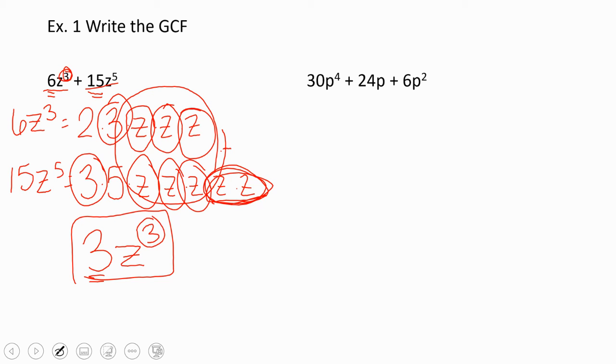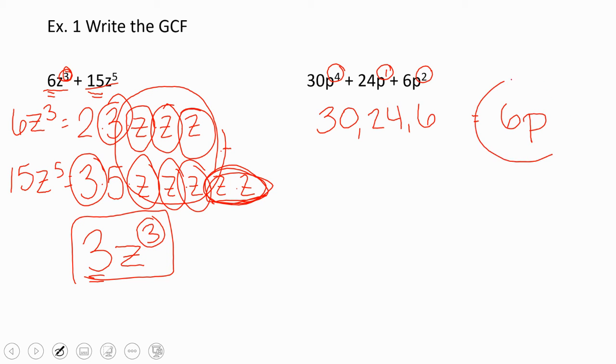All right, so let's try that with this next one. We're going to look at the coefficients. We have 30, 24, and 6. So we want to think, what is the biggest number we can divide each of those by? This is a pretty easy one. You should quickly be able to realize that 6 is their GCF. I'm just going to write this. Then you would take the smallest exponents. Our exponents are 4, 1, and 2, so the smallest one is to the first power. So your GCF is 6p.